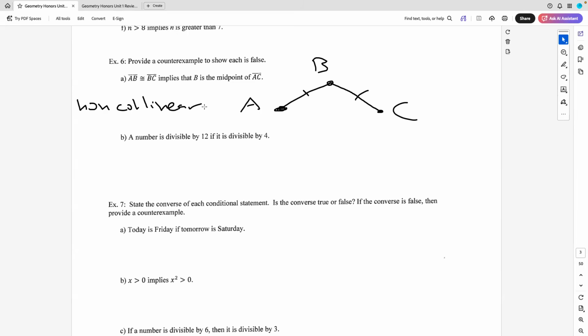Correct, right? Or a number that's divisible by 8 if it's also divisible by 4. Well, for example, like 20 is divisible by 4, but not 12, right? Does that make sense? So you're just thinking of counterexamples for that one. And then lastly, converses. State the converse. Is it true or not? If it's false, give a counterexample. Divisible by 4, but not 12.